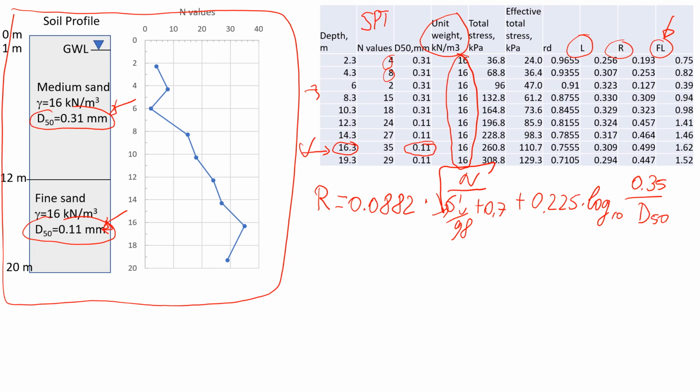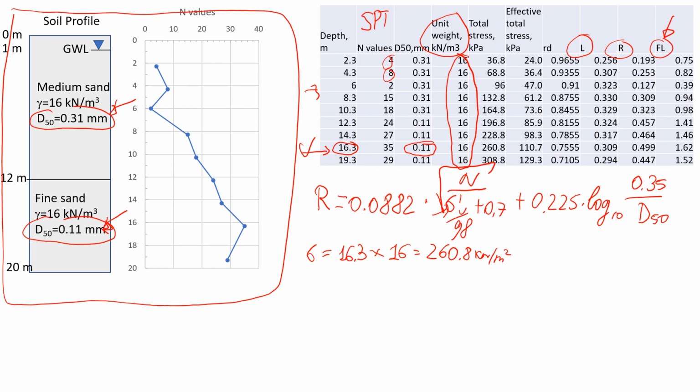So in this case, we will just say that unit weight is depth, which is which one though? 16.3 meters, right? We're doing for this depth, and multiply by the unit weight, which is going to be 16 for the whole soil layer. That will give us 260.8 kilonewton per square meters, or kPa.